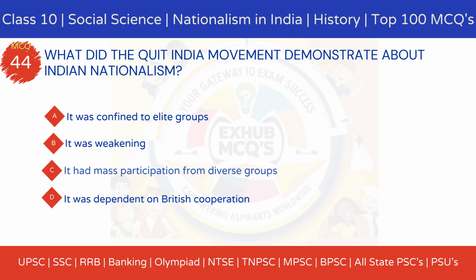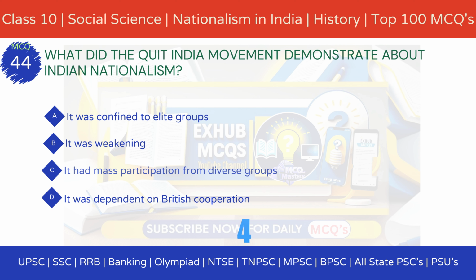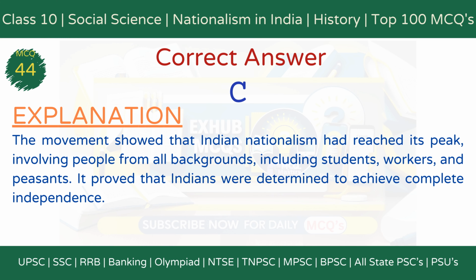MCQ 44. What did the Quit India movement demonstrate about Indian nationalism? Option A. It was confined to elite groups. Option B. It was weakening. Option C. It had mass participation from diverse groups. Option D. It was dependent on British cooperation. The correct answer is option C. It had mass participation from diverse groups. Explanation. The movement showed that Indian nationalism had reached its peak, involving people from all backgrounds, including students, workers, and peasants. It proved that Indians were determined to achieve complete independence.